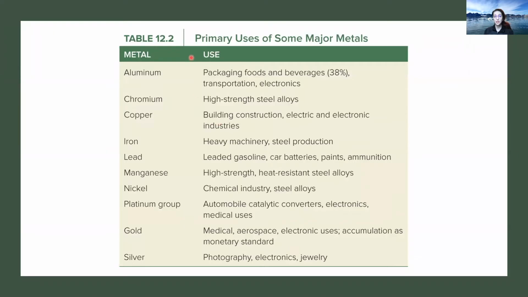So what are some primary uses of those metals and materials? Aluminum is extremely important for food packaging and transportation and electronics. Chromium is found in high-strength steel alloys. Copper is important in construction materials and the electronics that we rely on every day. Iron is important for heavy machinery.